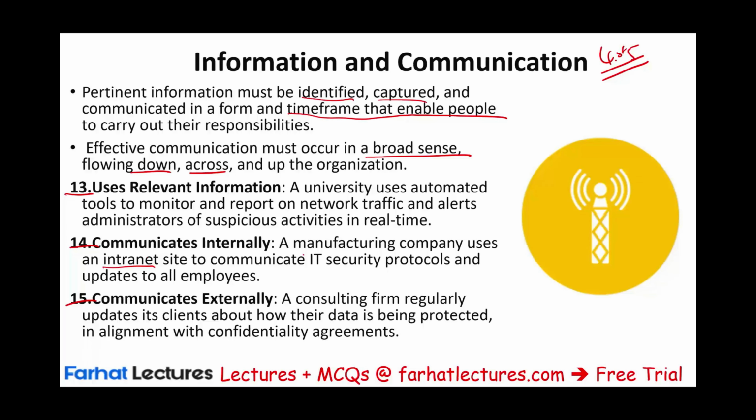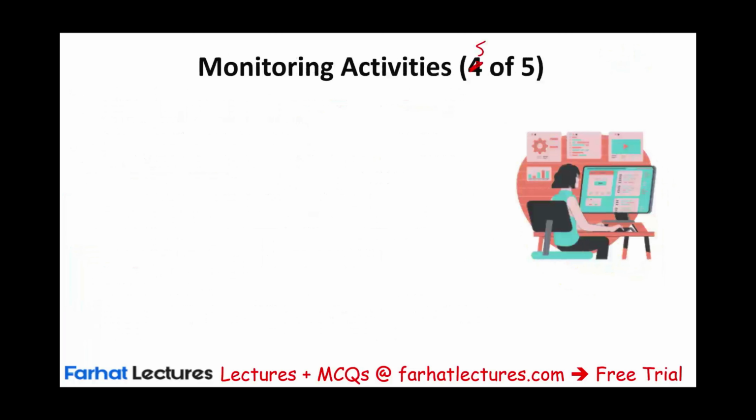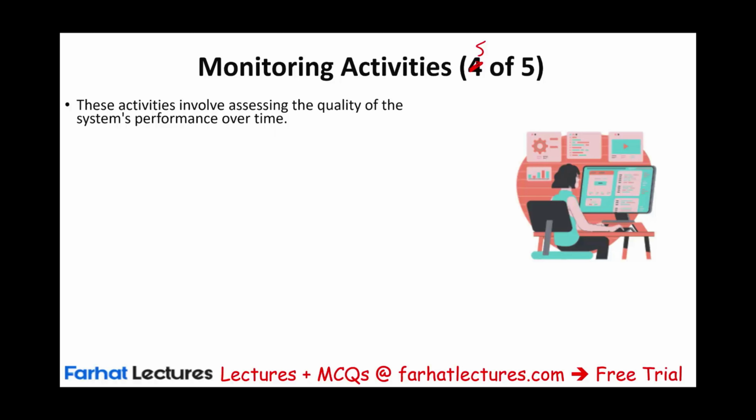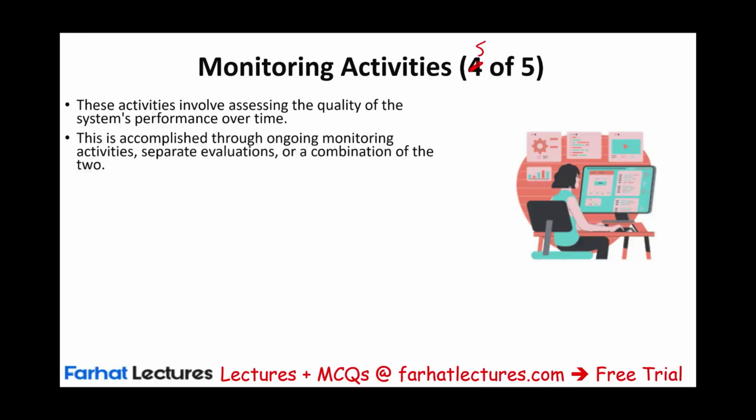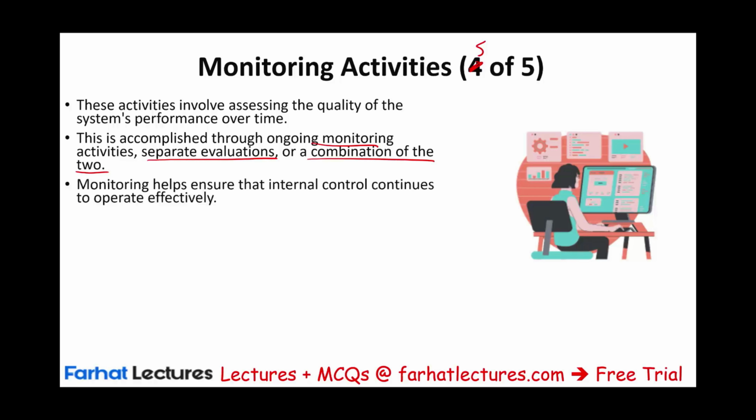And monitoring should be 5 of 5. The last component is monitoring. These activities involve assessing the quality of the system performance over time. It means assessing, looking at it and seeing what's happening, monitor the system. This is accomplished through ongoing activities, separate evaluations, or a combination of the two. So on a regular basis, you monitor live, or on a regular basis, you take a look, you evaluate if the system is working properly. And this is to ensure that internal control continues to operate effectively. Yes, you could have the best internal control at some point in time.